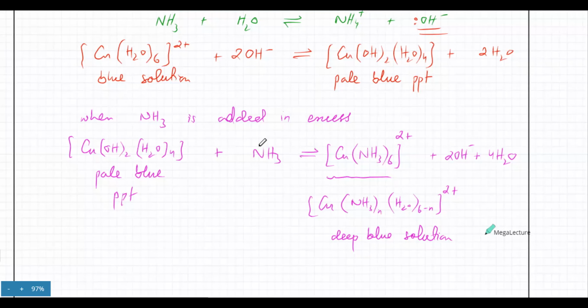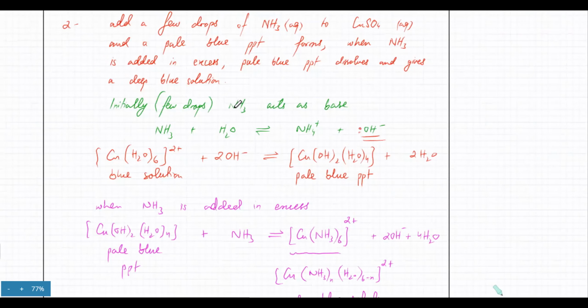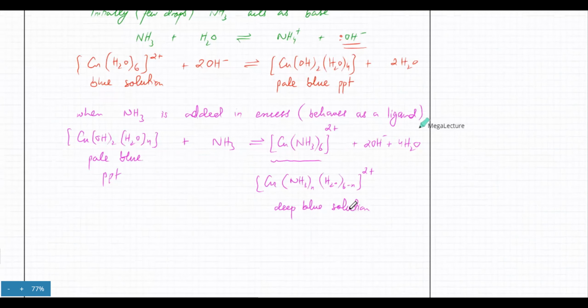And this is pretty much the explanation for this entire statement. If they ask you to tell what's happening, then the first step is that initially NH3 doesn't act as a ligand, it acts as a base, reacts with water and ends up producing this pale blue precipitate, because OH ions, these ligands, are formed. And when added in excess, it starts behaving as a ligand. So you must remember these two reactions.